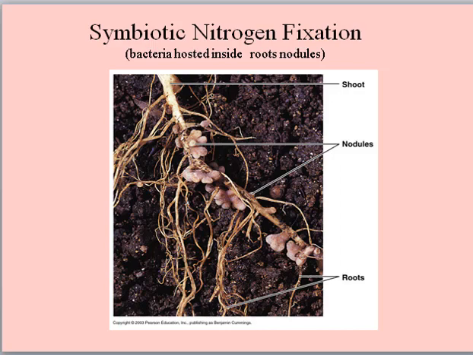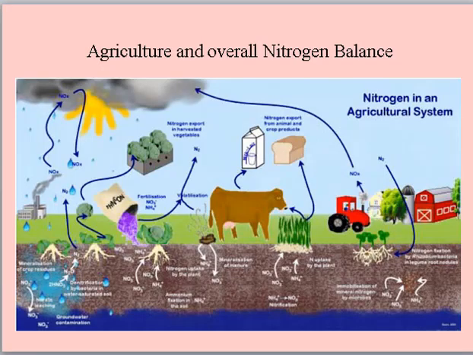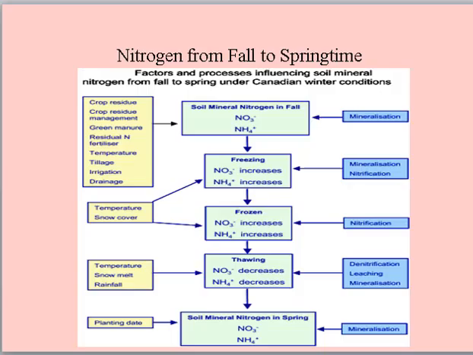Symbiotic nitrogen fixation. Nitrogen inputs, outputs. Relative importance of the main inputs and outputs in the nitrogen balance. Agriculture and overall nitrogen balance. Nitrogen from fall to springtime.